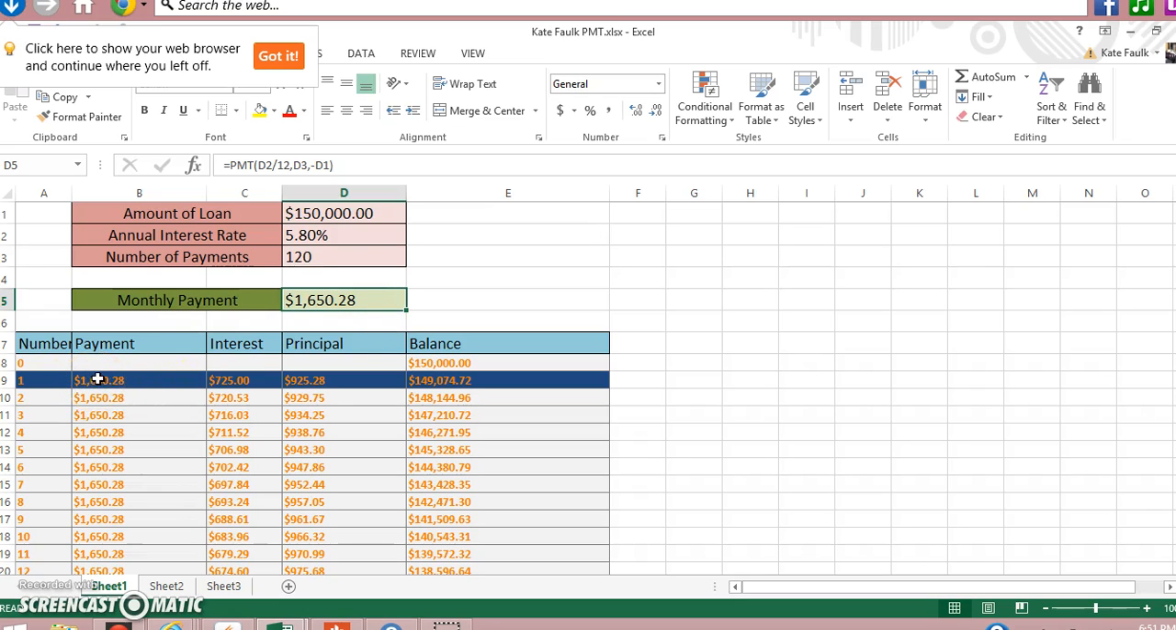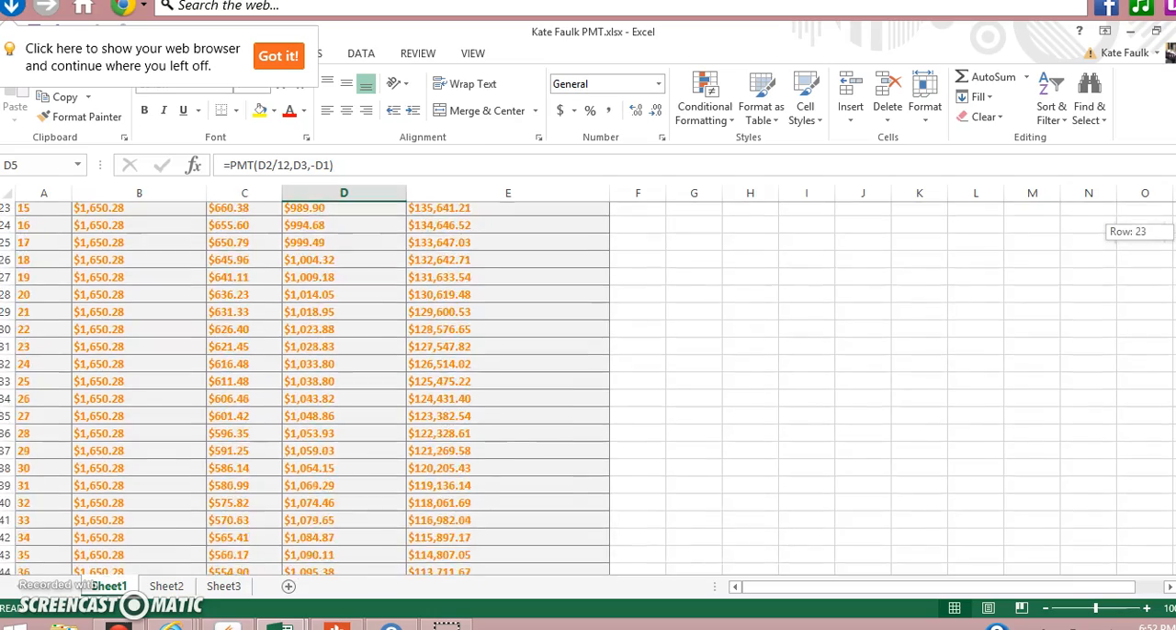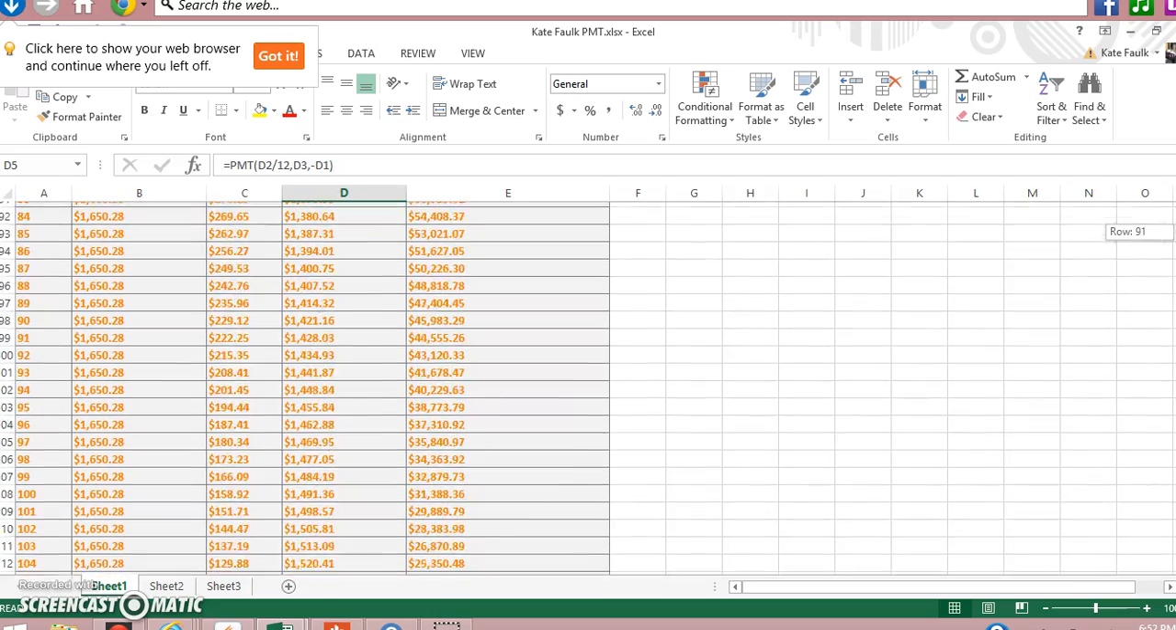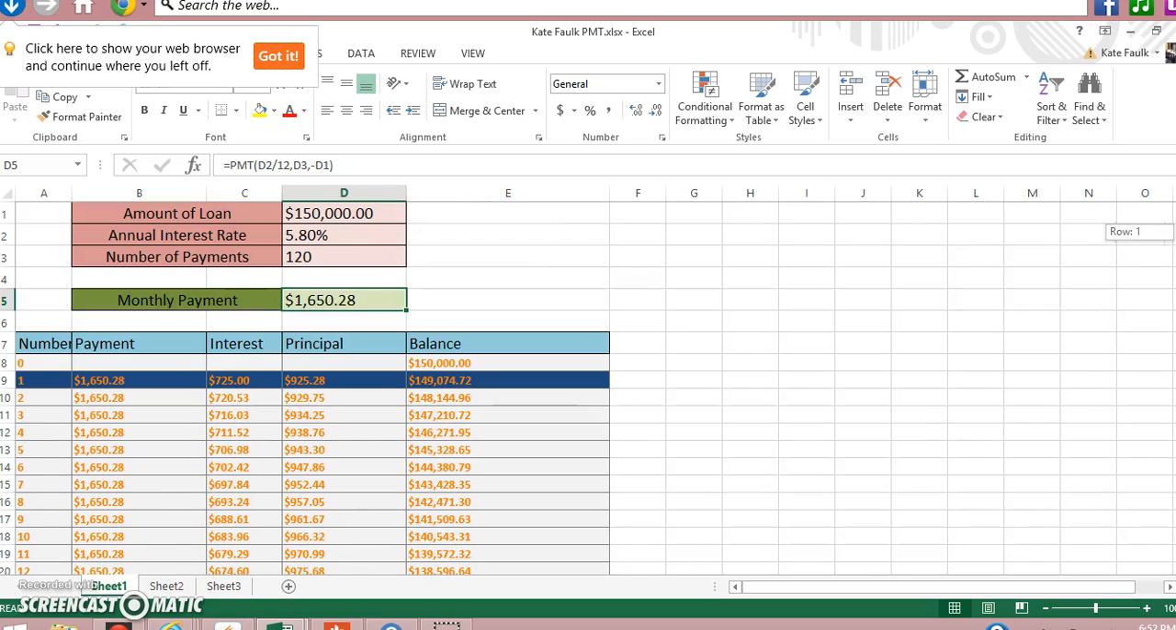From there, I put that in the payment section of the spreadsheet, and you can see it goes all the way down. It's the same payment throughout the 120 payments. The next column I have is the interest. To get the interest, we're going to take this number here, which is what we started off with, and multiply that by the interest rate, which we have up here. It's 5.8%, divided by 12 because it's an annual interest rate, and that'll give us this number. That's the same equation I used throughout the whole column, if you click, you could see.